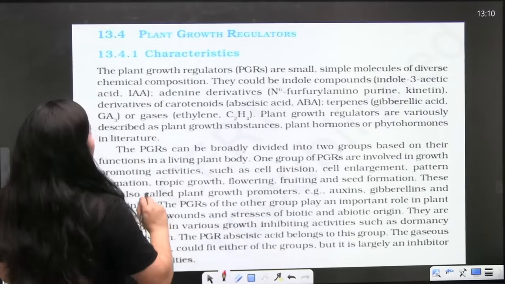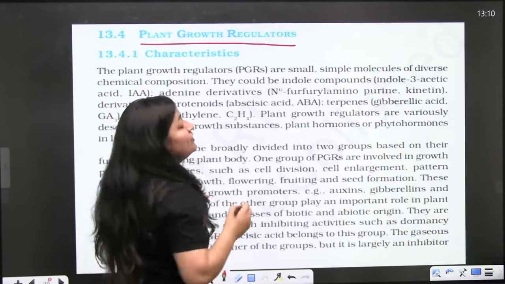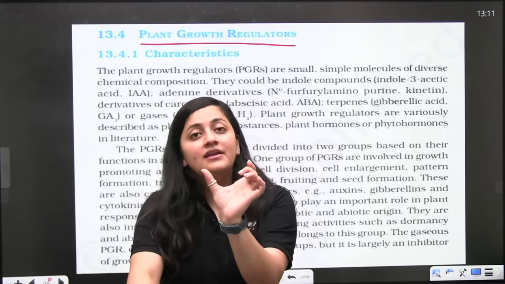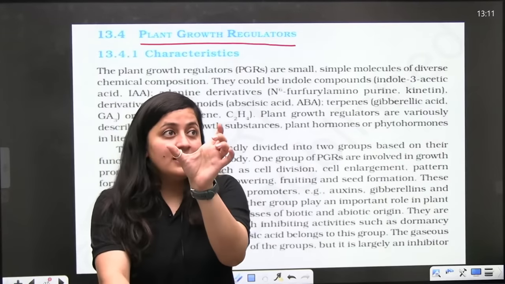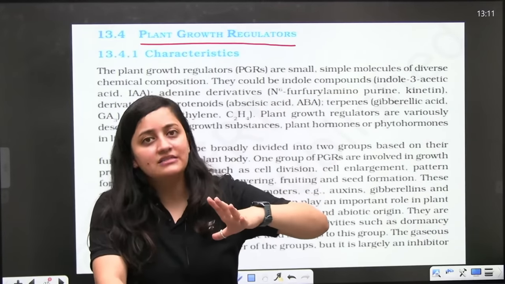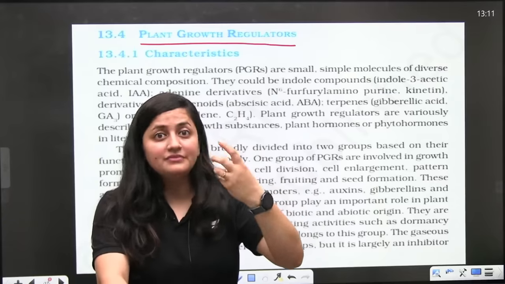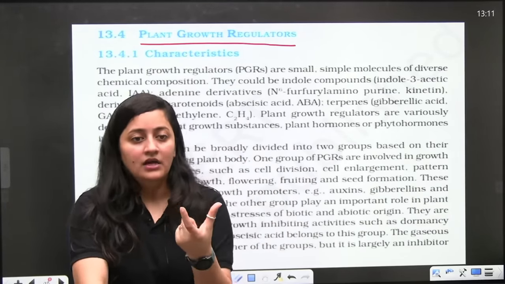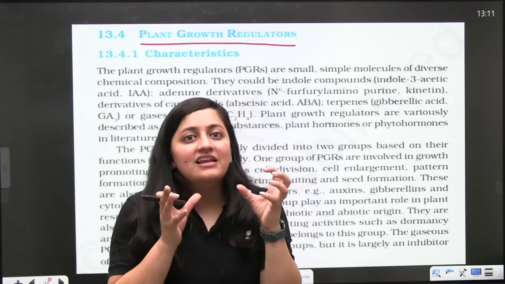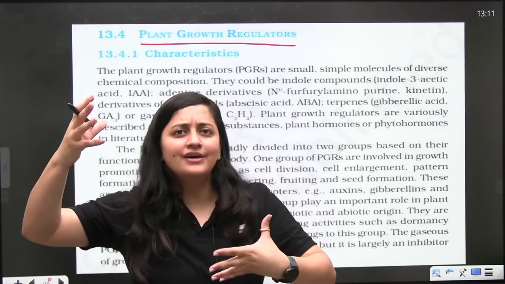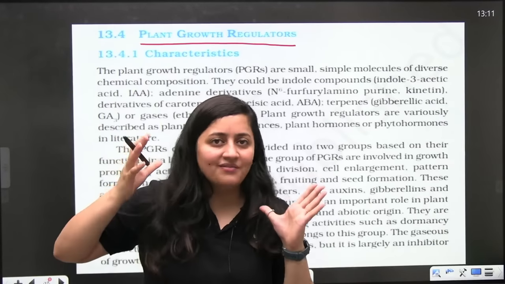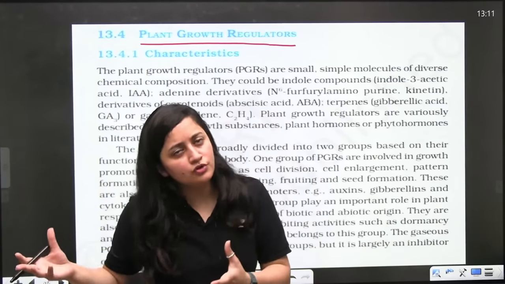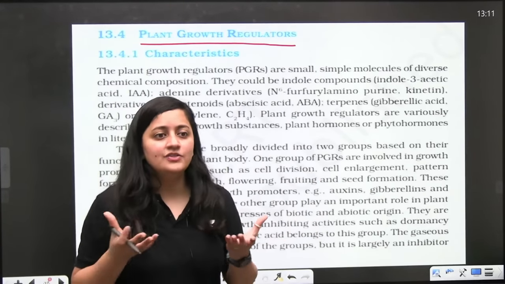So the word here is plant growth regulators, something which is going to regulate the growth, right? The word here is regulation. They are not mentioning whether it is going to increase or decrease the growth, whether it is the inhibitor or the promoter. No such words are there. Growth regulation means growth can increase also, growth can decrease also, whatever is required as per the need. Sometimes we have to stop the growth, sometimes growth should be there. So that comes under the regulation, right?